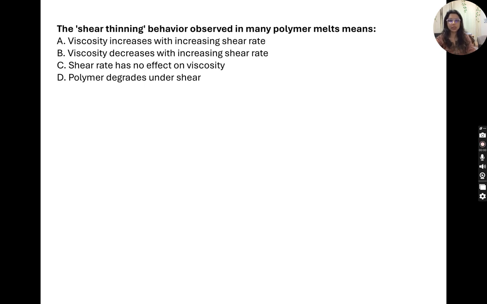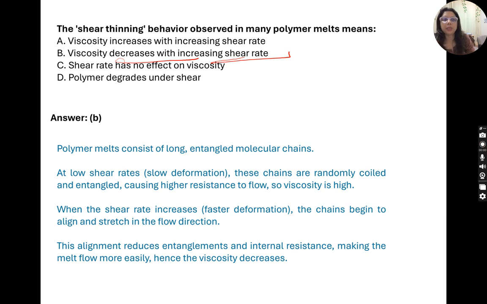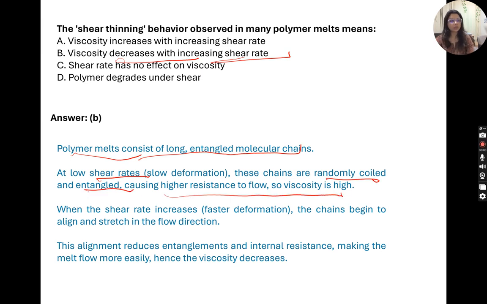Okay, so shear thinning, if we recall our last classes: the viscosity decreases with an increase in the shear rate. This is the behavior of a polymer melt, which consists of long entangled molecular chains. At low shear rates, these chains are randomly coiled and entangled, causing higher resistance to flow, so viscosity is generally high. When the shear rate increases, the chains begin to align and stretch in the flow direction. This alignment reduces entanglement and internal resistance, making the melt flow very easily, and the viscosity decreases.